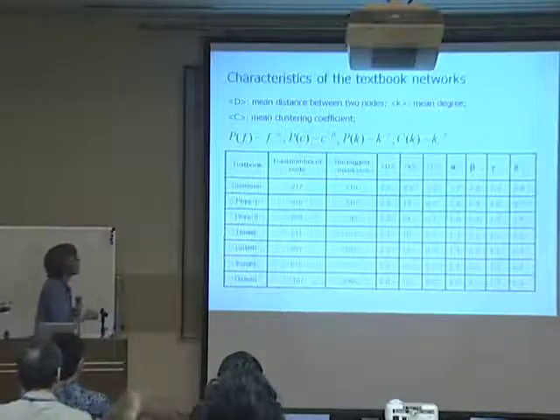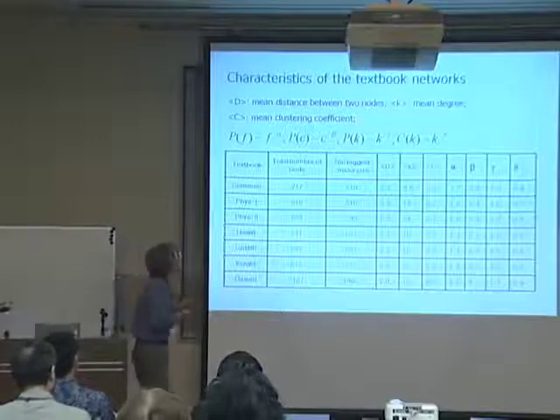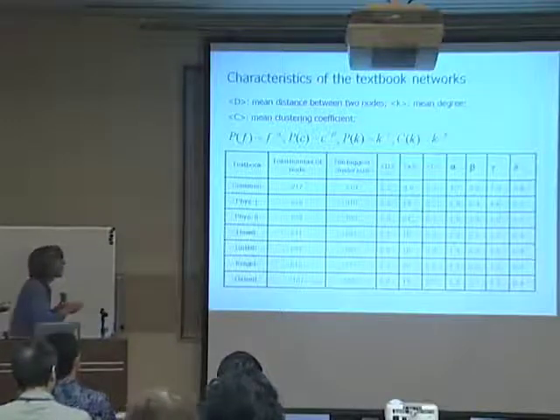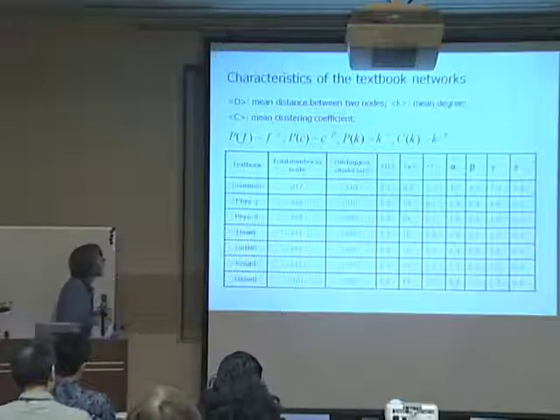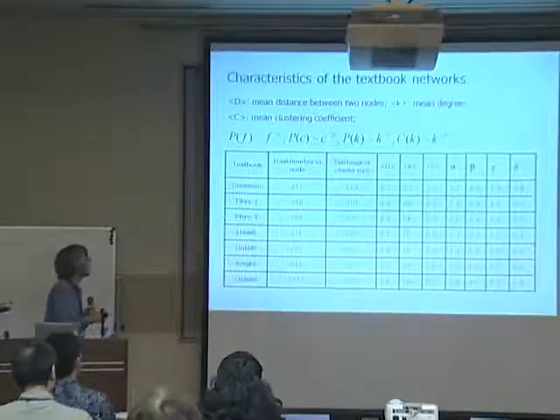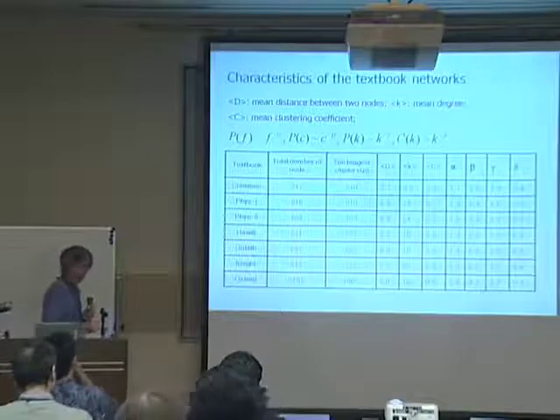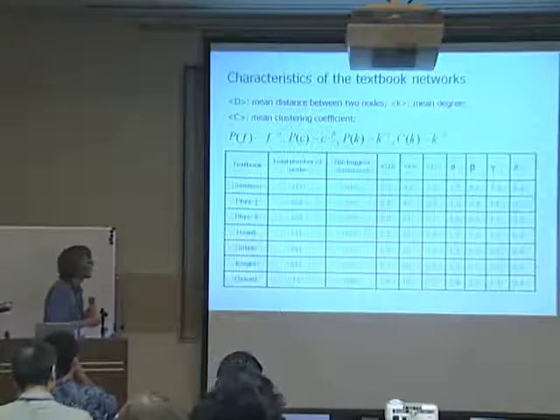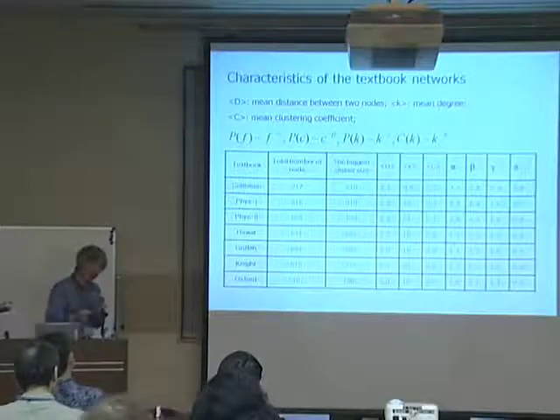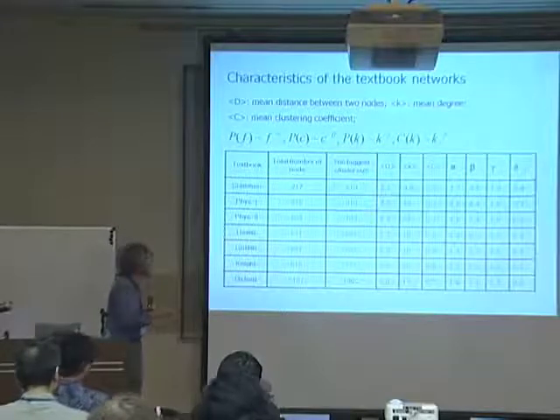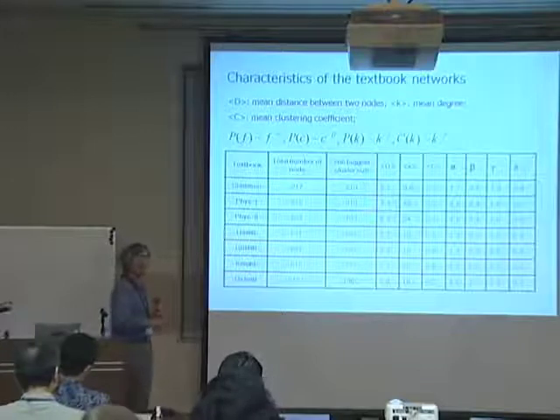And this is a summary of the characteristics of a technical network. The system size varies from around 200 to 2,000. Here, this represents the mean distance between any two nodes. The distance is very short, and it does not change much.